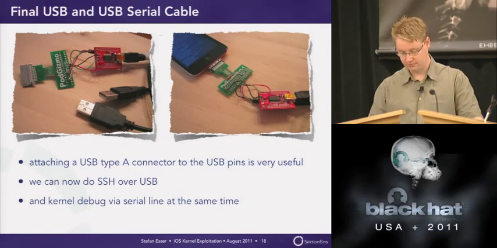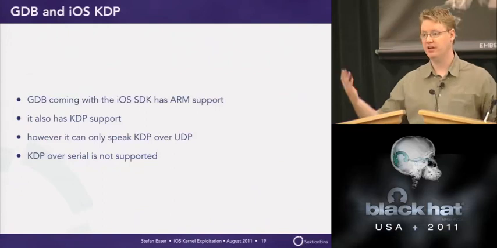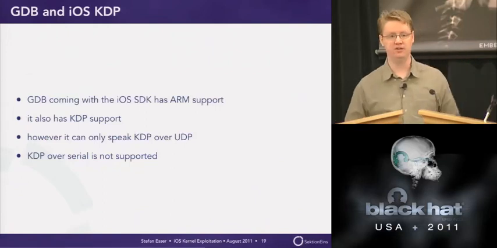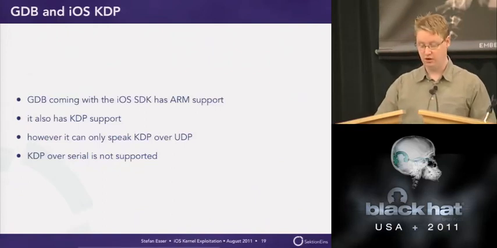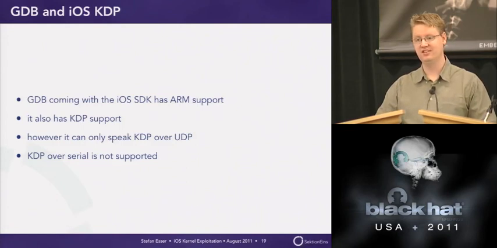Yeah. So your next problem is that now you have this cable and you can plug it in, but you don't know how to speak with it. The nice thing is Apple ships a GDB in the iOS SDK with ARM support and KDP support. Well, they could remove that at least. But you can still use the old version then. However, it only speaks KDP over UDP, and over serial is not supported by default, at least I don't know of it.